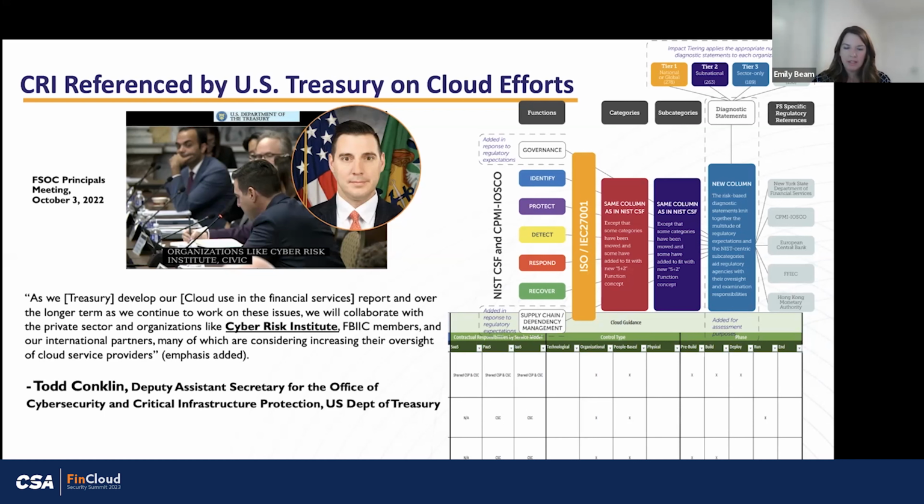So just something to keep on the radar, that there is a lot of focus on cloud, and we're really pleased that as a result of this collaboration, we're having a good starting point moving forward.